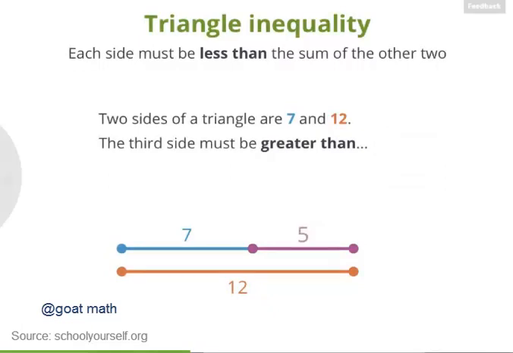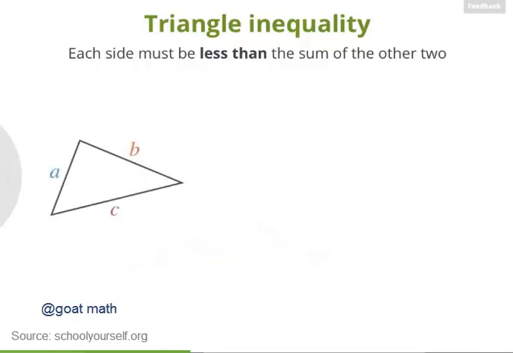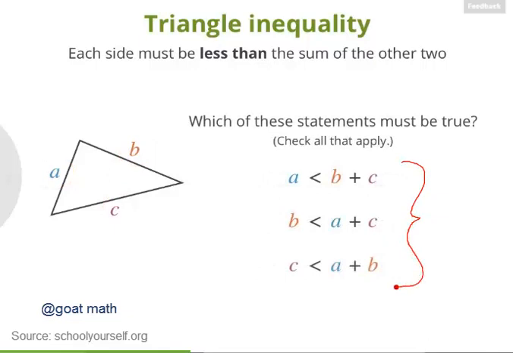Right, this third side must be greater than 5. So here's a side length that's a little more than 5, and sure enough we can make a triangle out of these 3 line segments. So given a triangle with side lengths A, B, and C, which of these statements here must be true? Is A definitely less than B plus C? Is B less than A plus C? And is C less than A plus B?